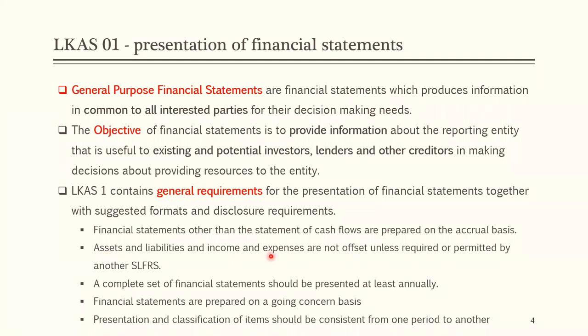Income and expenses cannot be set off either, right? For an example, we may have received certain income, say from another income source, like a gain from PPE disposal. We cannot set off or offset that with a distribution expense or whatever. Income and expenses in general we cannot offset.